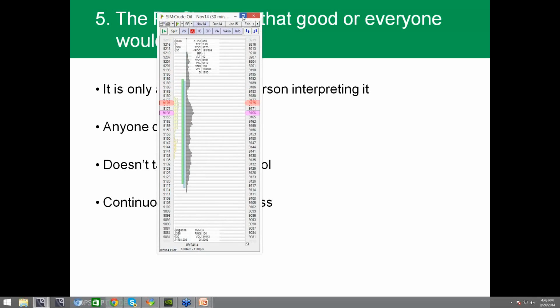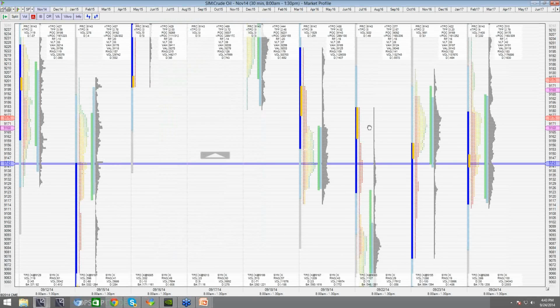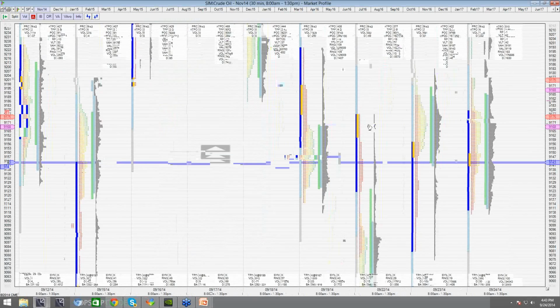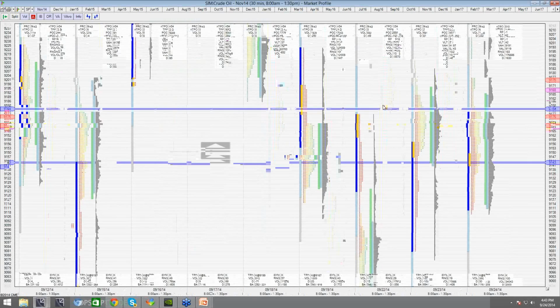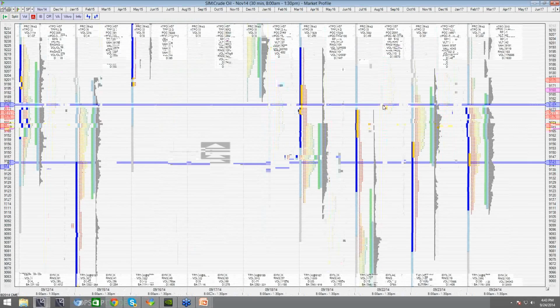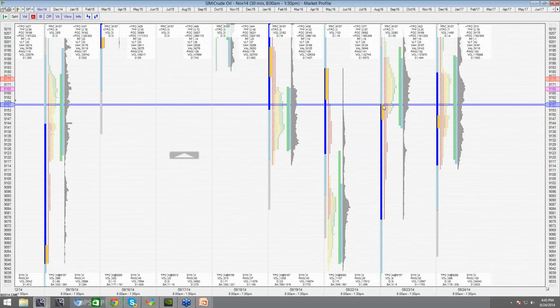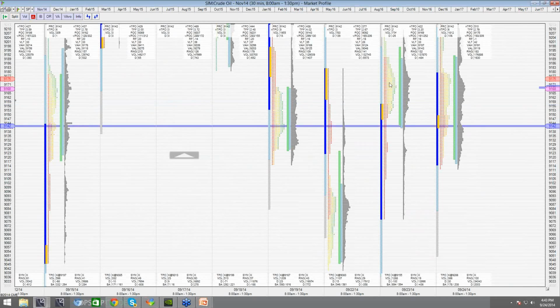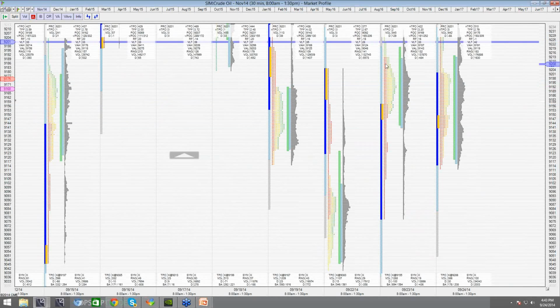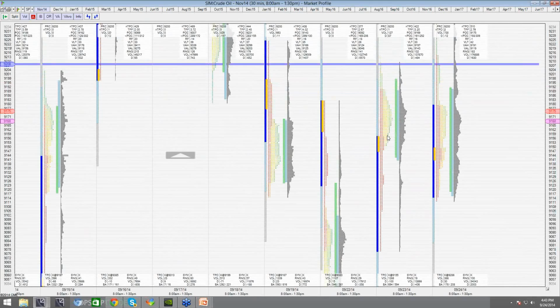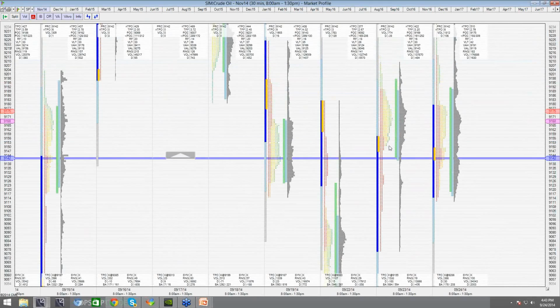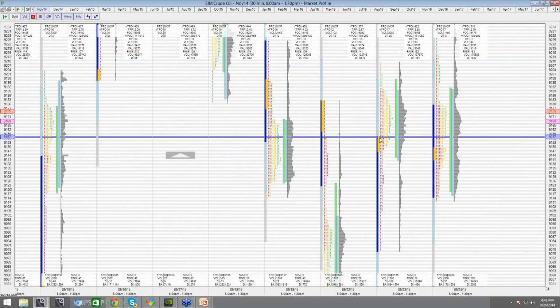This is crude oil. Here's a day where the opening range was at one extreme of the initial balance. All this trade occurred before the market returned above the opening range and continued higher. This is a pretty strong signal right there in itself. Early in the day, though, the opening range was the high of the day.